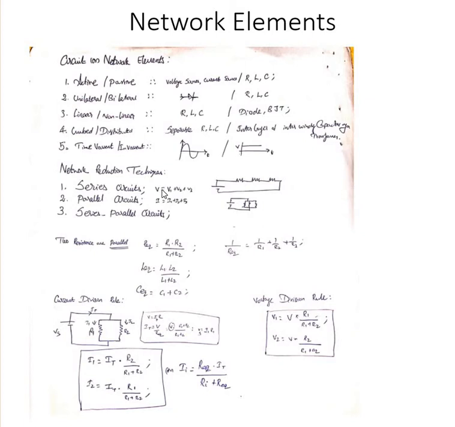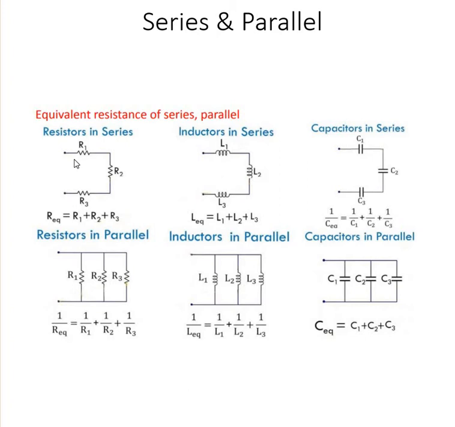If it is a series circuit or a parallel circuit, you are going to use the formula, or a series and parallel combination. I will show you. Here you have the possibilities: resistance, inductance or capacitance. Resistance is connected in series or in parallel. Similarly, inductance is connected in series or in parallel. Capacitance is connected in series or in parallel. So these are the possibilities.